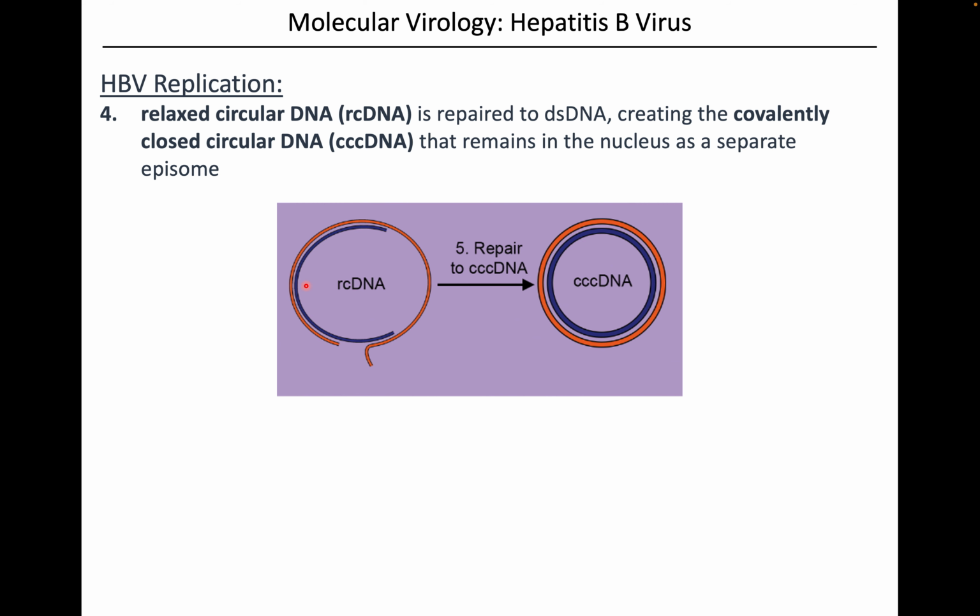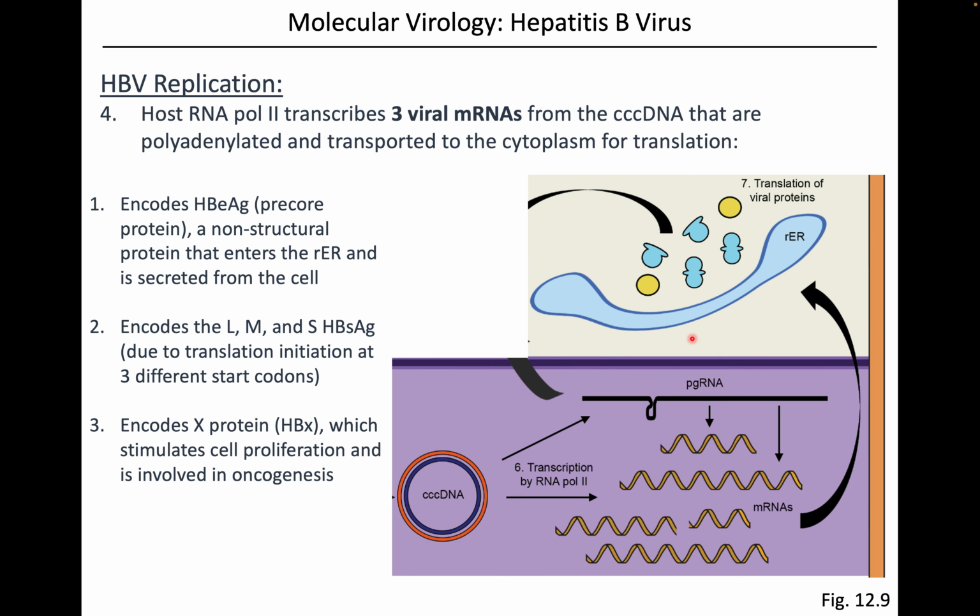So we had this unusual partially single-stranded, partially double-stranded DNA genome structure that is referred to as rcDNA, which stands for relaxed circular DNA. And this is going to be quote-unquote repaired in the nucleus into what's called cccDNA, standing for covalently closed circular DNA. So basically, in a nutshell, we're going to make this fully double-stranded, circular DNA genome inside the nucleus, using host polymerases to accomplish that.